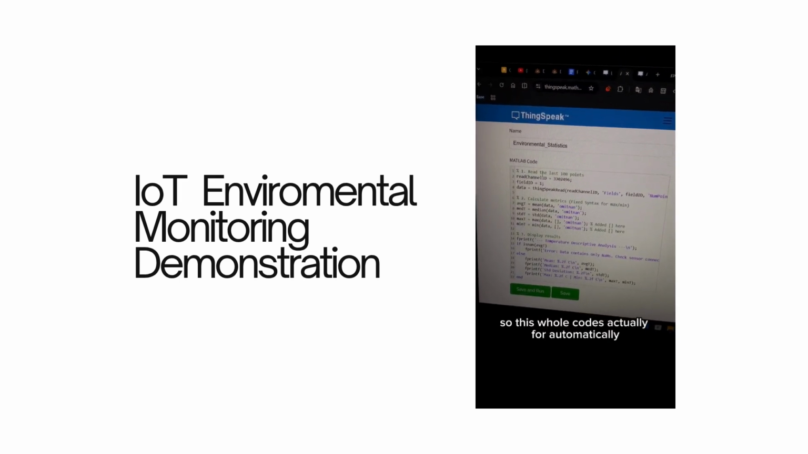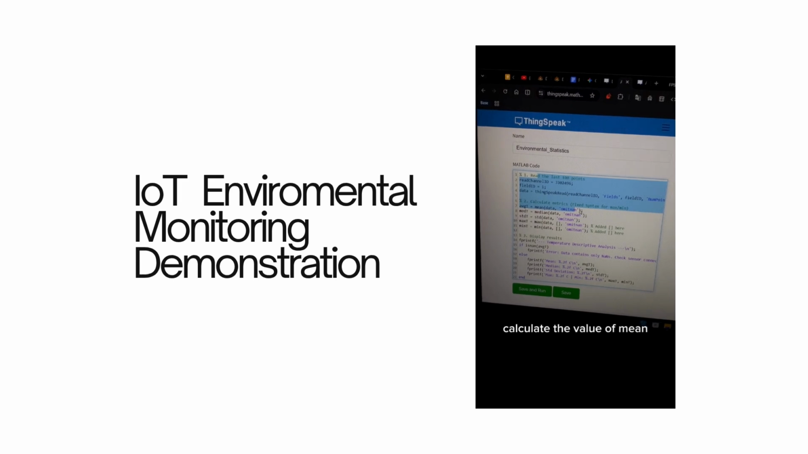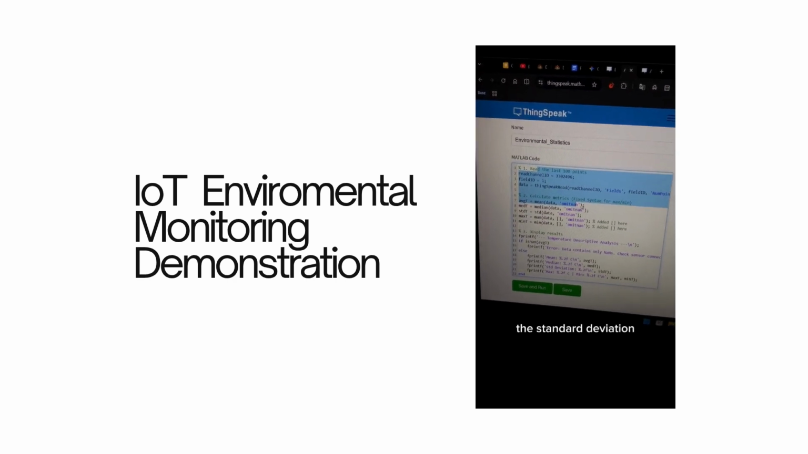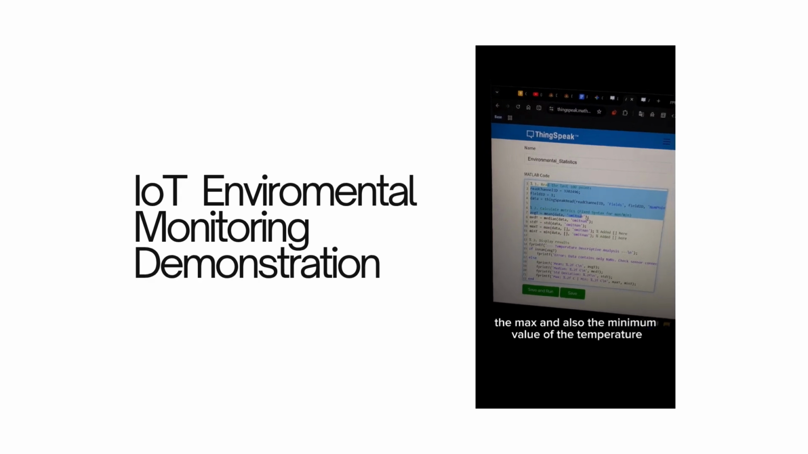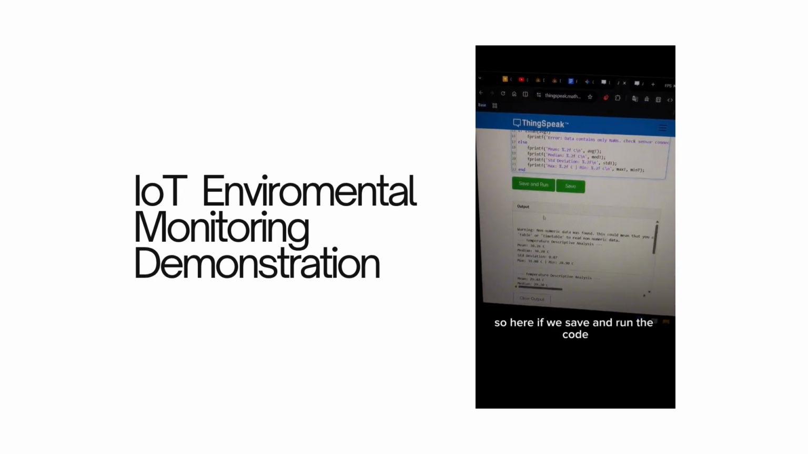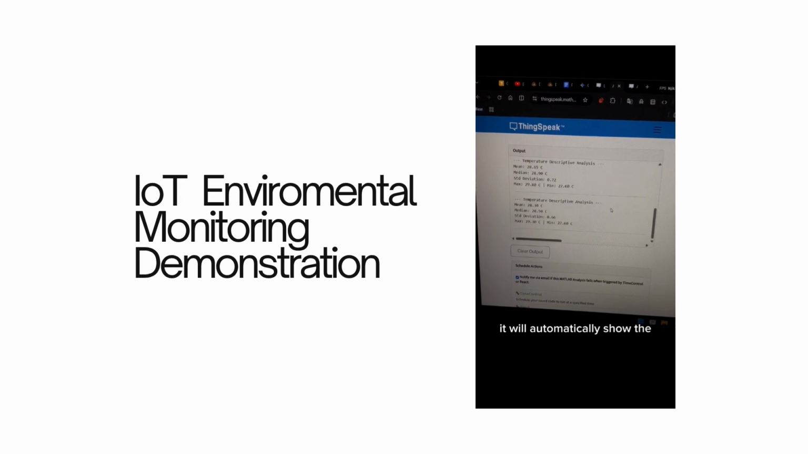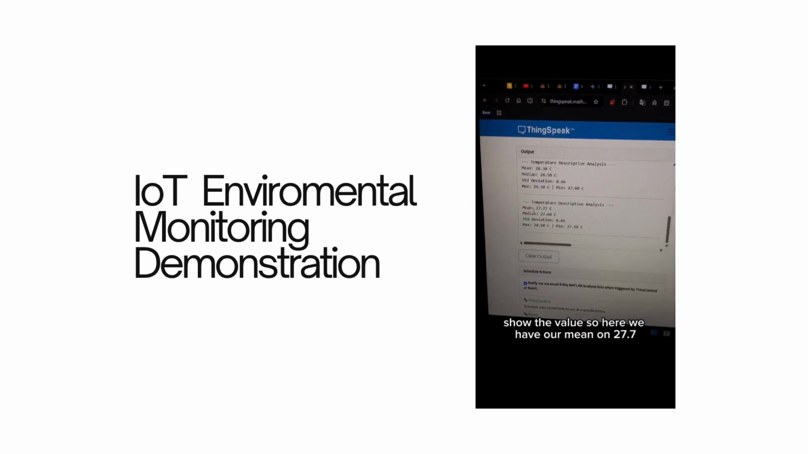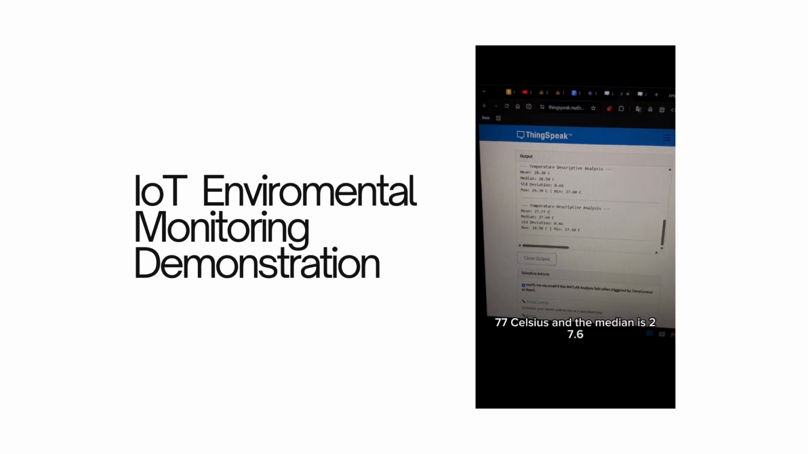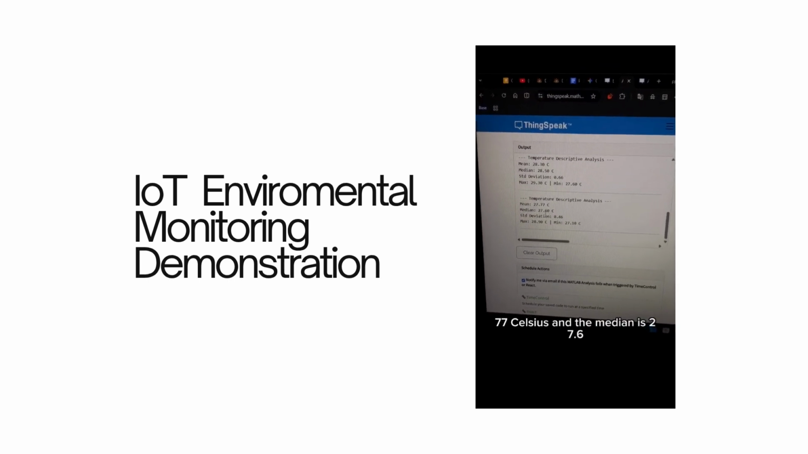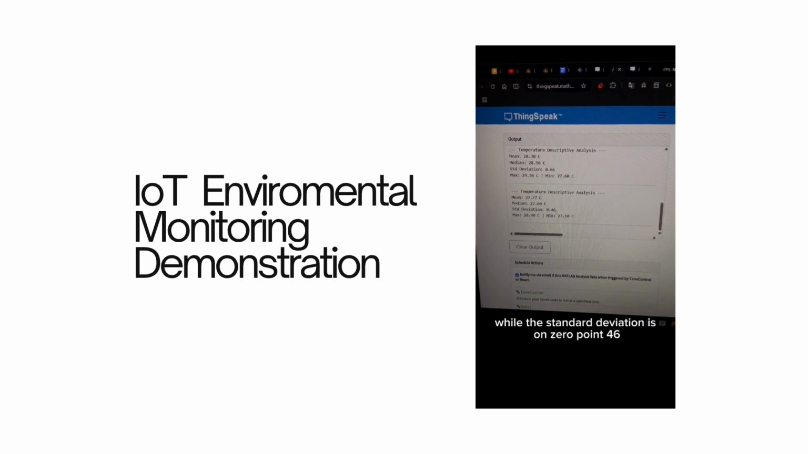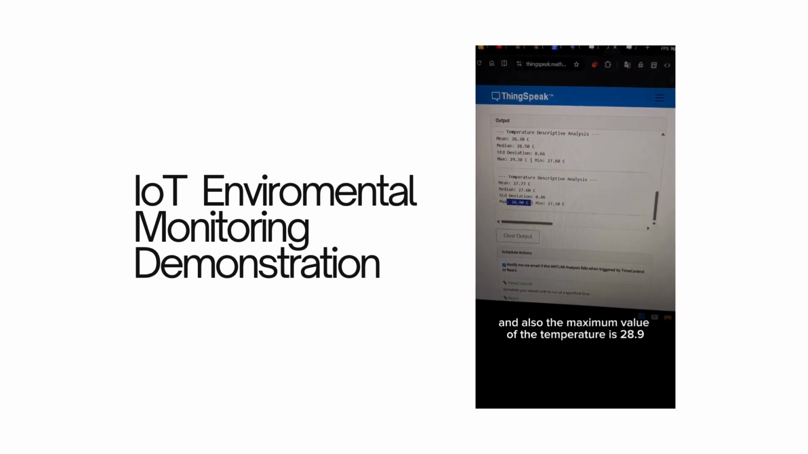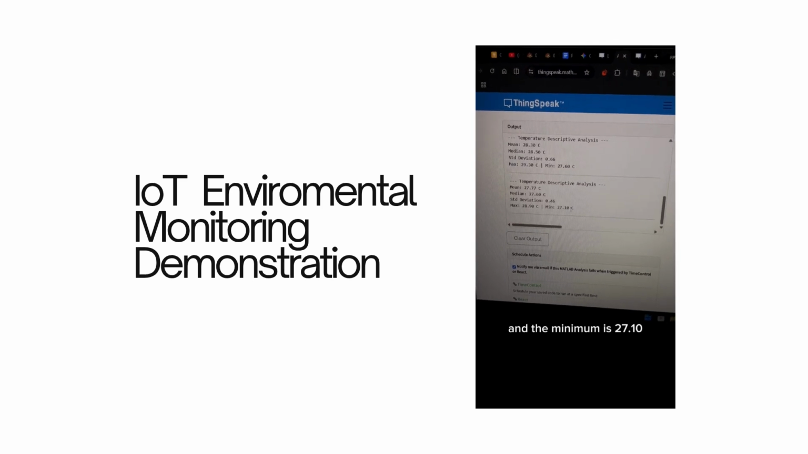This whole code automatically calculates the mean, which is the average value, the median, the standard deviation, the max, and also the minimum value of the temperature. If we save and run the code, it will automatically show the values. Here we have our mean at 27.77 Celsius, the median is 27.6, the standard deviation is 0.46, the maximum value of the temperature is 28.9, and the minimum is 27.10.